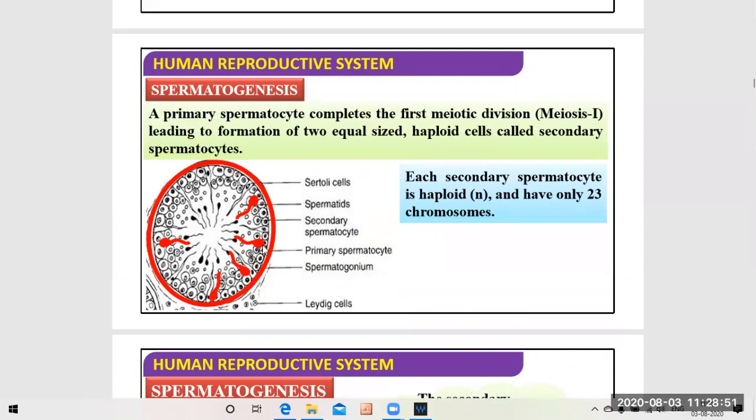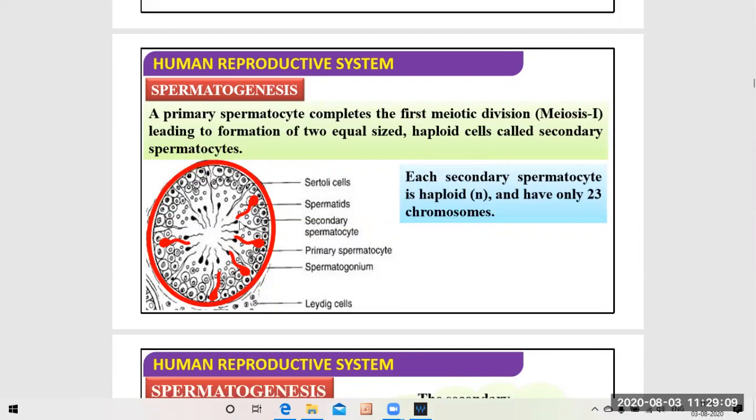After the first meiotic division there is again formation of the second layer of spermatocytes. Like that the layers of spermatocytes increase, which leads to the development of sperm. So actually these cells are converted into sperms, a number of cells slowly converting into sperms.